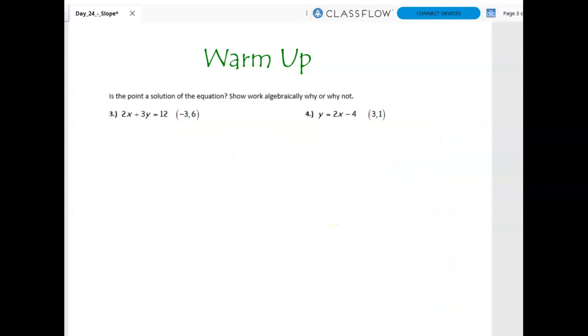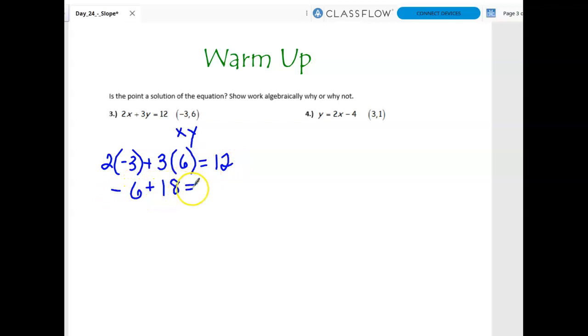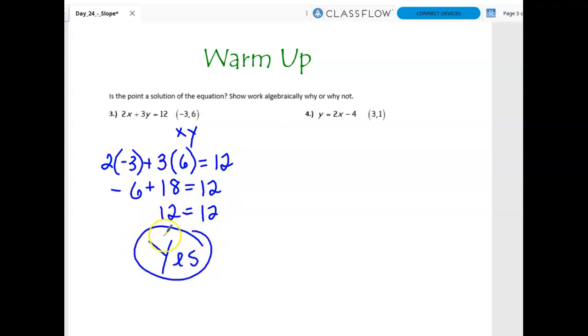The next two questions, we wanted to see if the point was a solution of the equation. So we want to see if this ordered pair is on this line. All we do is plug in negative 3 for our x, so 2 times negative 3, plus 3 times our y, which is 6, and we check to see if it equals 12. Negative 6 plus 18 equals 12, and 12 does indeed equal 12, so that point, (-3, 6), is a solution.